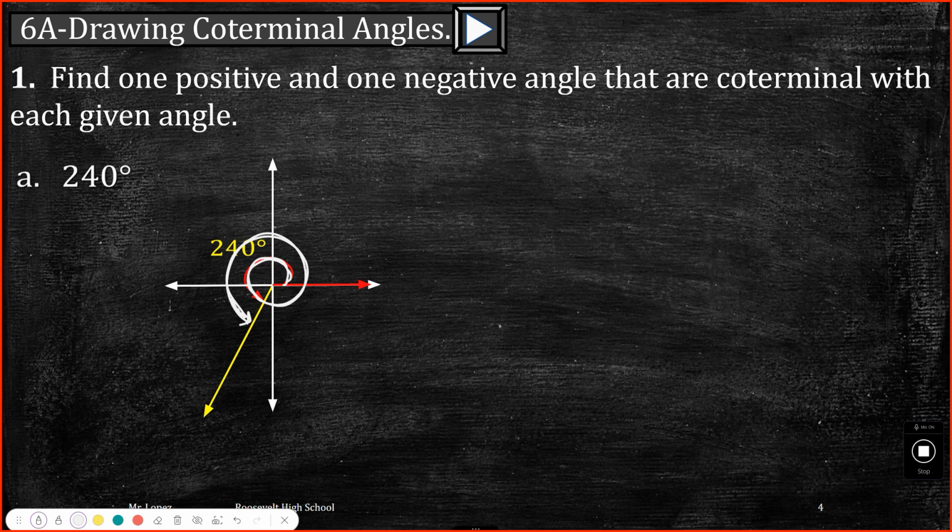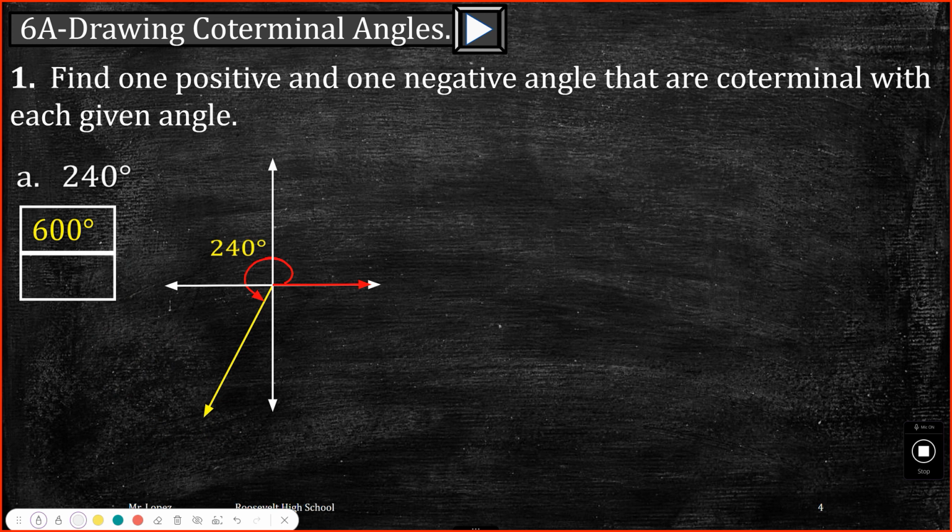Wouldn't I just add 360? Basically, what you're doing is you're either going to subtract 360 or add 360. So here to 240, I'm going to add 360. So 240 plus 360. How much is that? 600. Is that 600? Yep, 600. So a positive one would be 600.